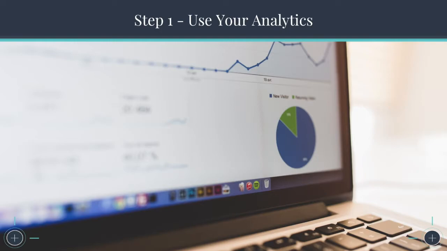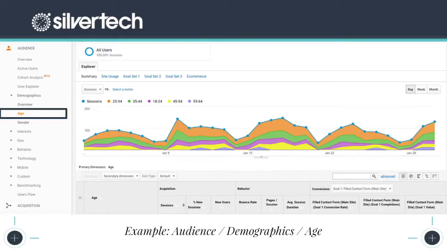And once again, Google Analytics proves itself to be one of the most valuable tools in the marketing toolbox. Your audience, acquisition, and behavior reports provide crucial data to inform the demographics, motivations, and frustration barrier sections of your personas. Here we're looking at the age report found under audience, demographics, age. Sam, what insights for persona creation can you see right off the bat here?